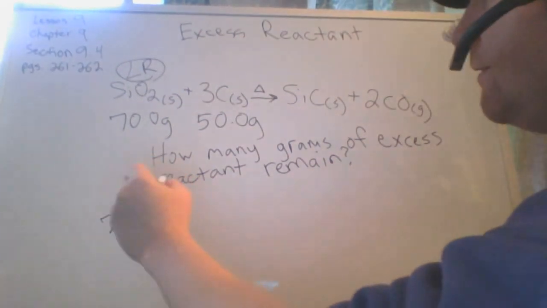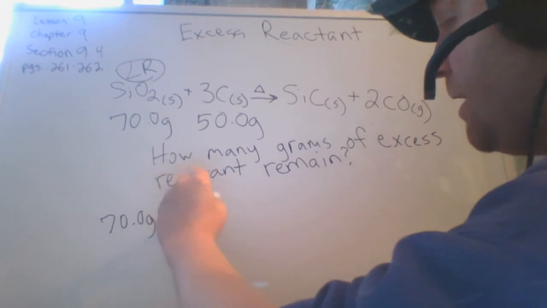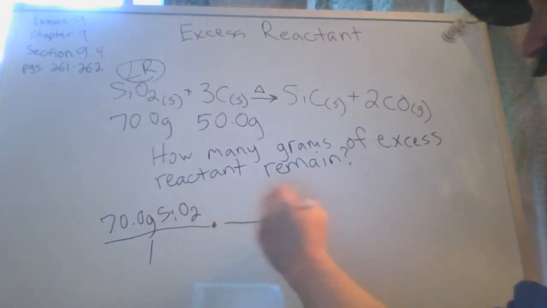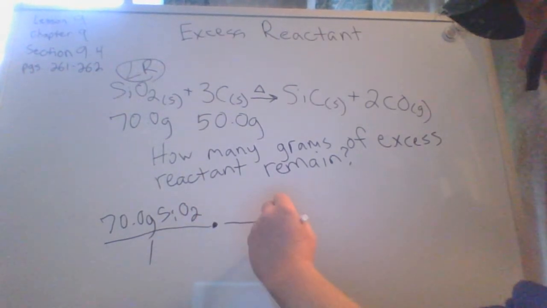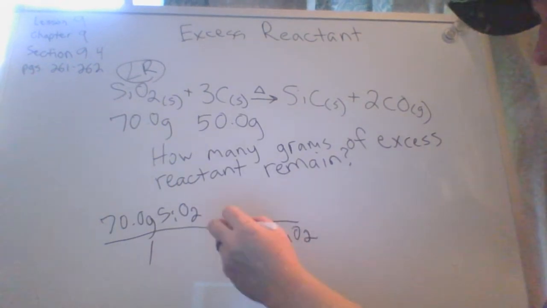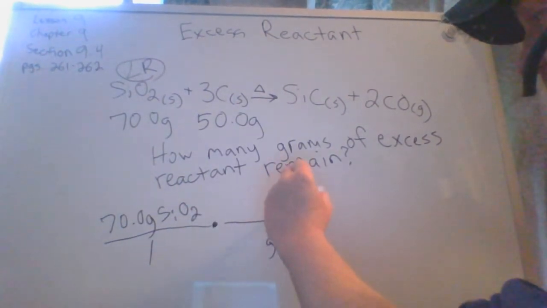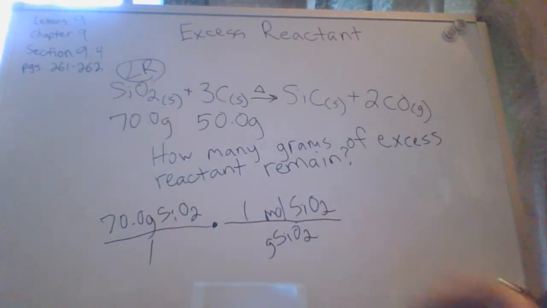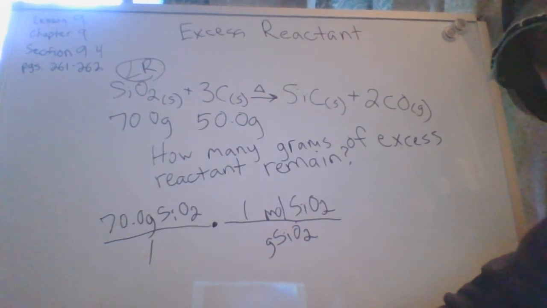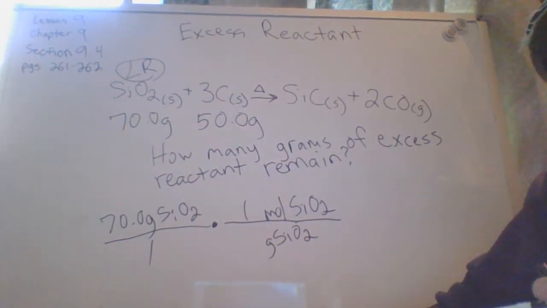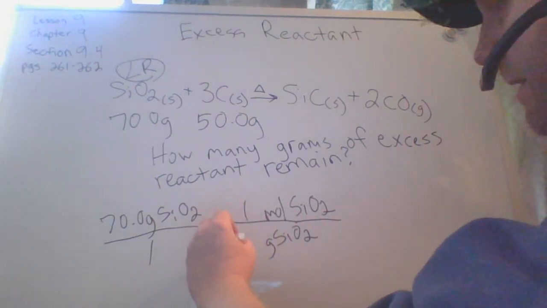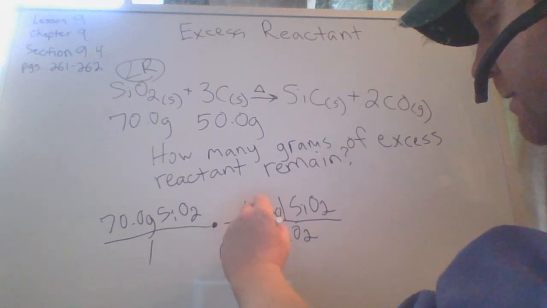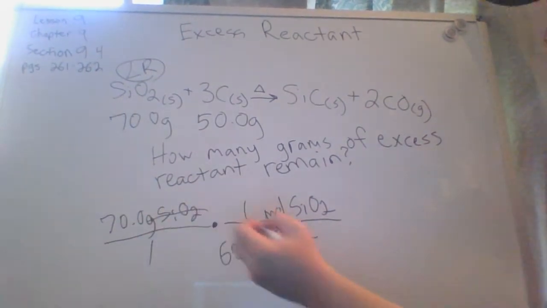70.0 grams of SiO2. I know I'm writing in an upward slant, but it is what it is. Grams of SiO2. I said O2, I meant to say SiO2. To moles of SiO2, molar mass, and I forget from the last problem, so I'm going to look it up. I believe it's 60.08, but I'm going to double check. What do you know? I had it right. 60.08 grams per mole. That's the molar mass from the periodic table. 60.08 grams of SiO2 cancels out.